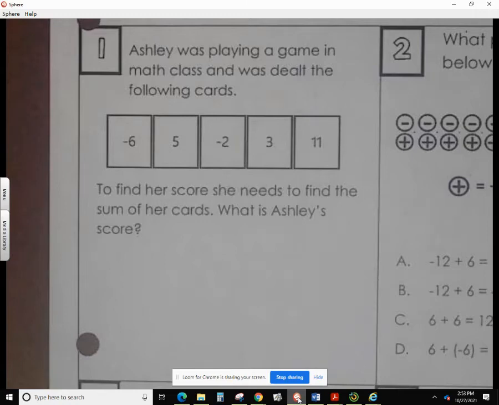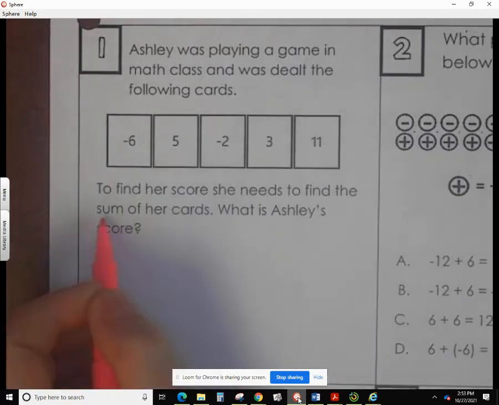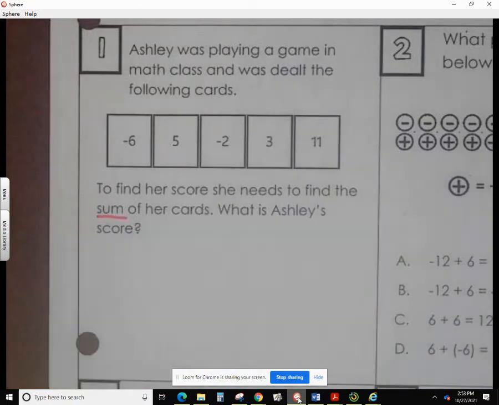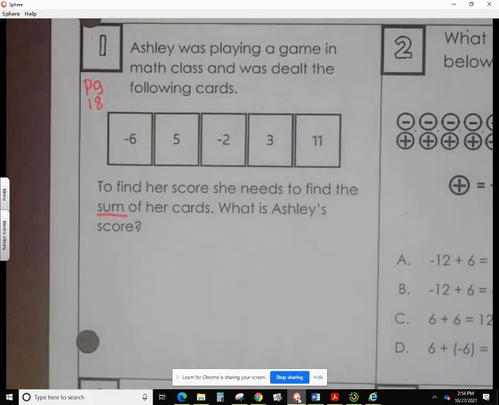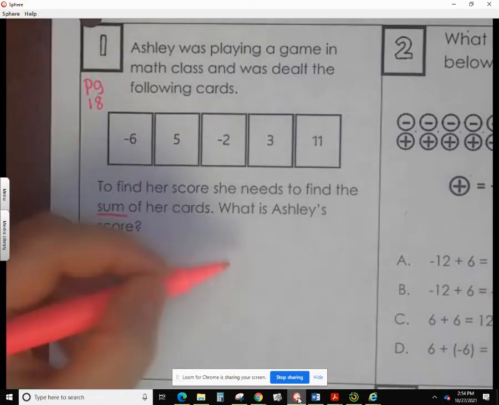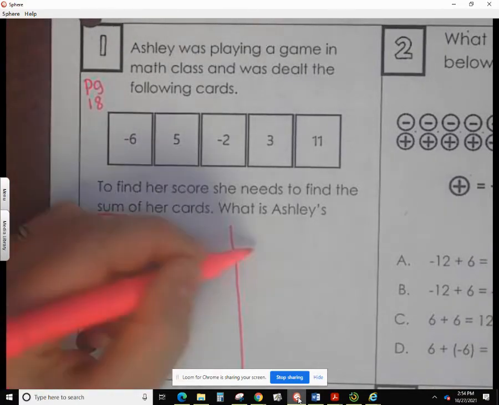Okay, tomorrow is the big day, our test over Unit 3, and that is integer operations. Our first question has a girl who has 5 cards, and to find her score, she has to find the sum of her cards. Now, this is not finding the sum like we do with just positive numbers. So if you need more info, you can look on page 18 of your notebook to see how we combine multiple integers. And so we use a T-chart for this.